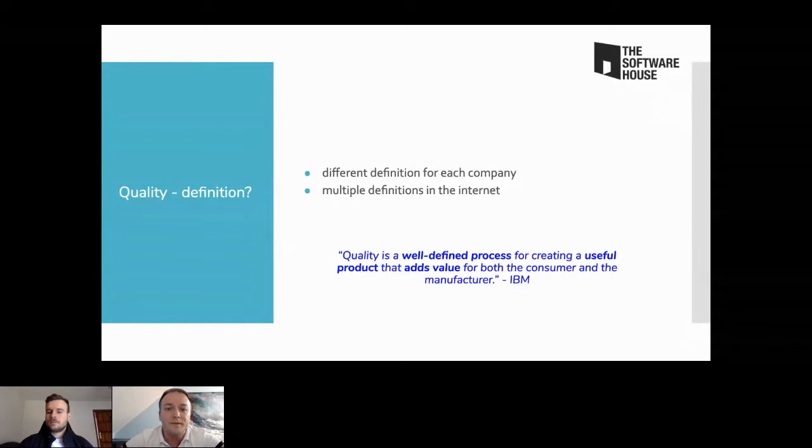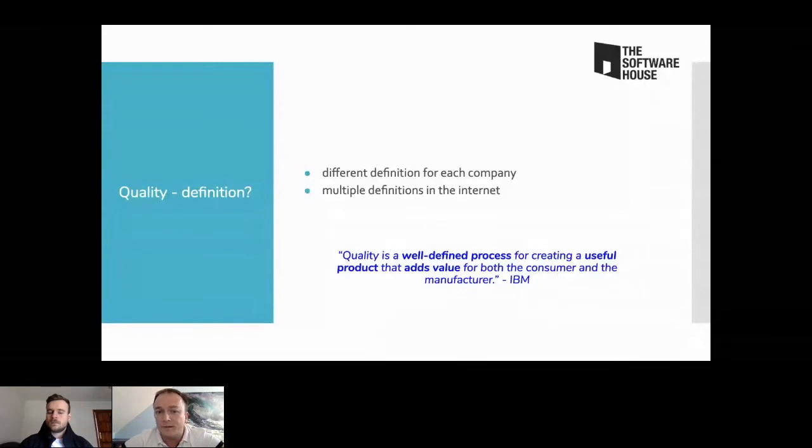And for me, this is the best definition that I found. Why? Because a well-defined process can minimize the risk, the fear that you will exceed the time and/or the budget, because in a well-defined process, everyone knows what his role is, what he should do at a given stage of the project. Then, useful product.